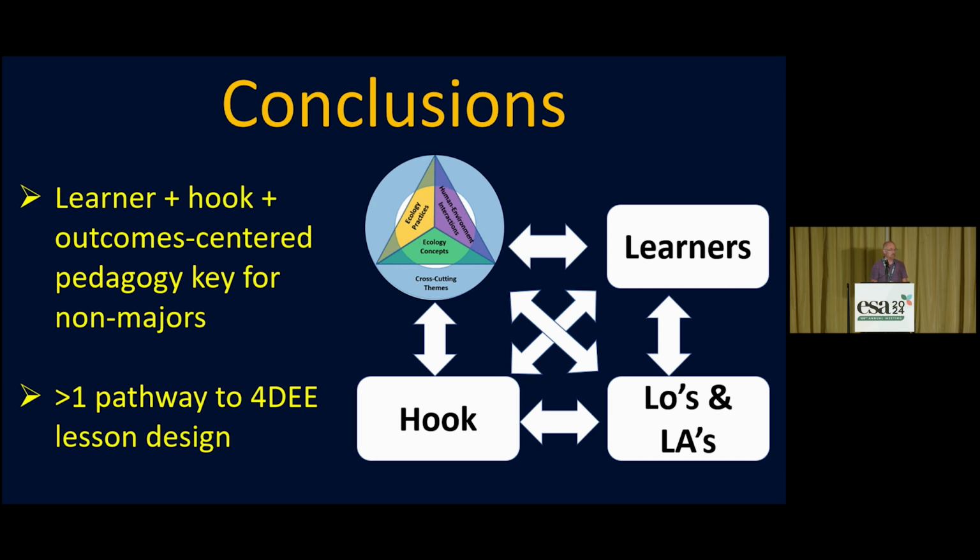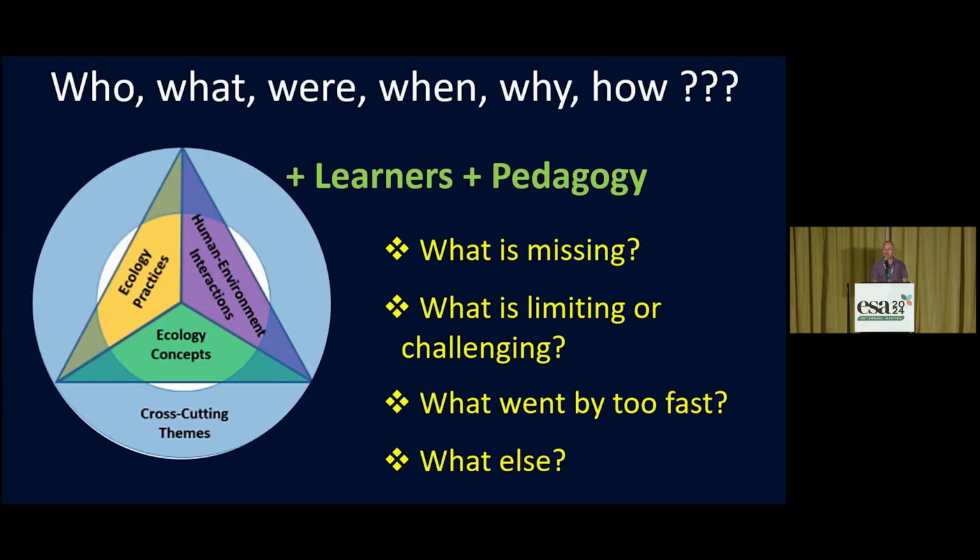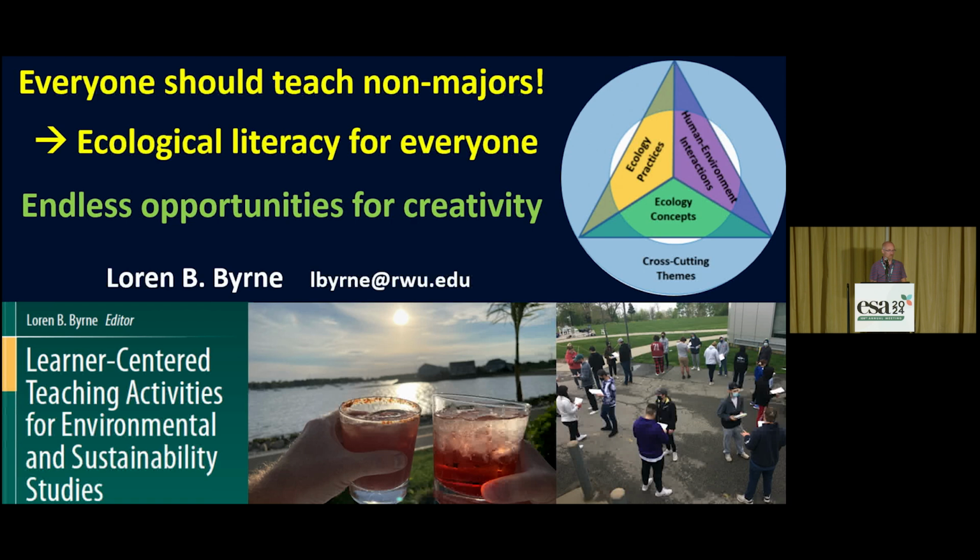In conclusion, learner plus hook plus outcome-centered teaching or pedagogy is key for non-majors, maybe even more so than majors. There is more than one pathway to do this well for lesson planning. The key is to think about your current situation. The who, what, where, when, why, how, I didn't get to it all. If we're thinking about the 5th and 6th dimensions, what is missing, what is limiting or challenging, what went by too fast, what else leads us into our discussion.